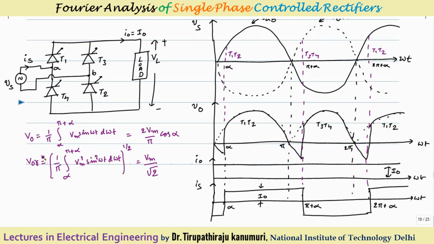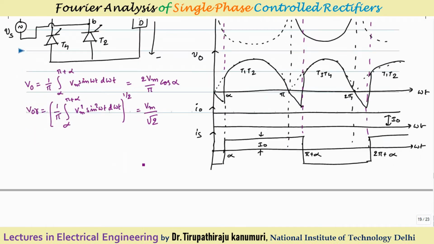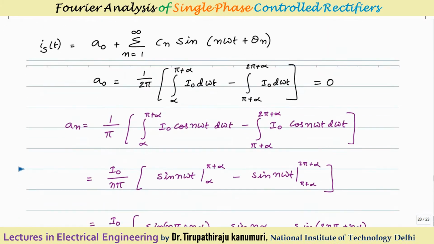Now calculating the average value of the output voltage. Average value of output voltage will be 1 by pi, because it is symmetrical only. So integration from alpha to, it is periodic, so we can do it, alpha to pi plus alpha, V maximum sin omega t d omega t. So it will be equal to 2V maximum by pi into cos alpha, and the RMS value is equal to 1 by pi integration from alpha to pi plus alpha, V maximum square sin square omega t d omega t whole to the power of 1 by 2. This will be equal to V maximum by root 2. So this we have already derived, that's why I am not deriving again.